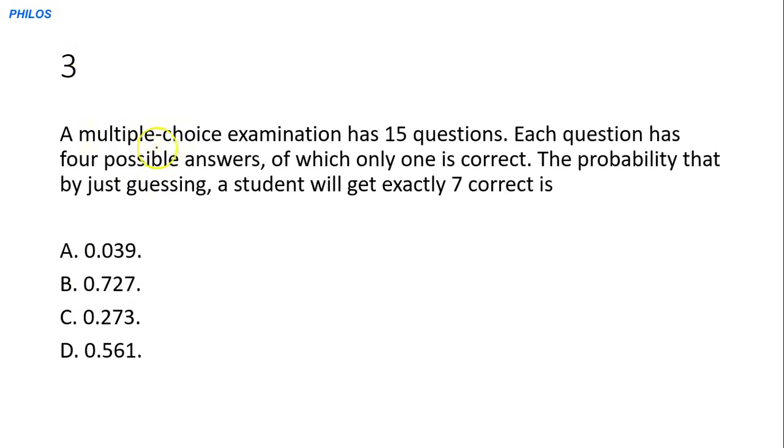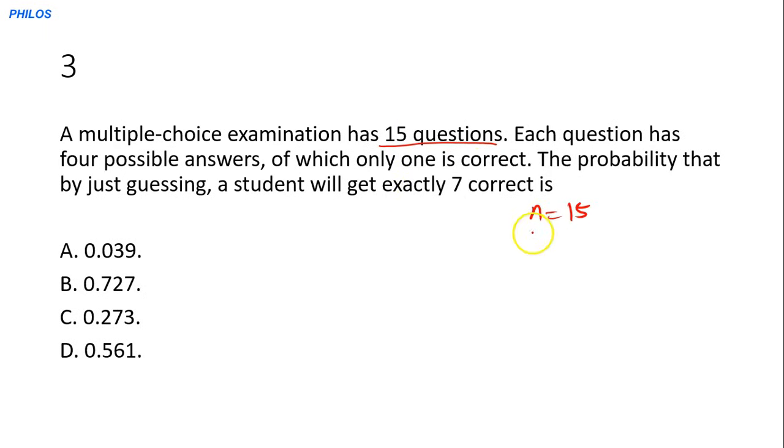Question 3 says, a multiple choice examination has 15 questions. Each question has 4 possible answers, of which only 1 is correct. The probability that by just guessing, a student will get exactly 7 correct is. Now we are going to use binomial to solve this question. And to do that, we need to know our n. N is the number of questions, so 15.